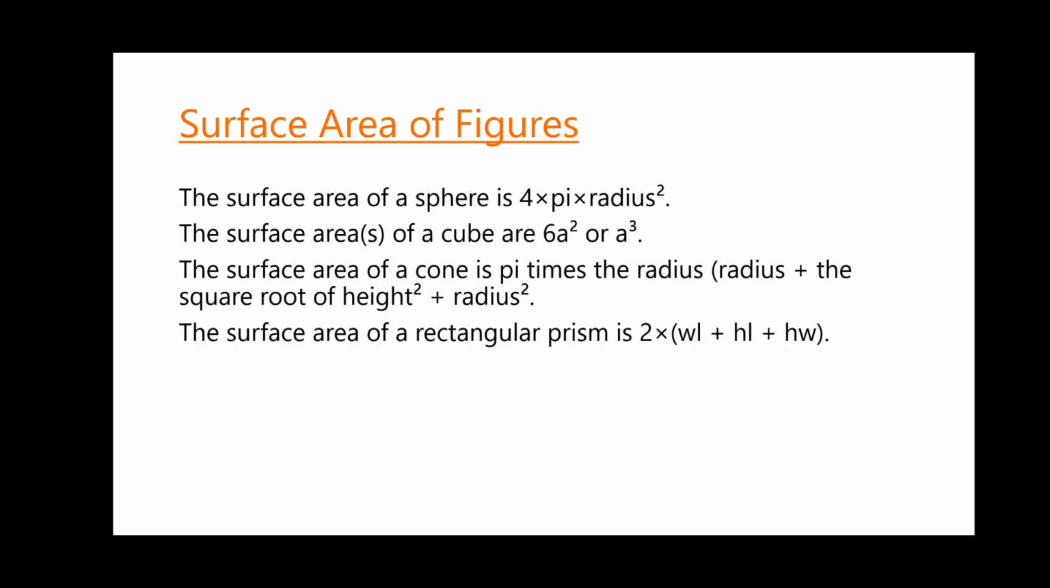The surface area of a cone is pi times the radius, times the radius plus the square root of height squared plus the radius squared. And then the surface area of a rectangular prism is 2 times length times width, plus height times the length, plus height times the width.